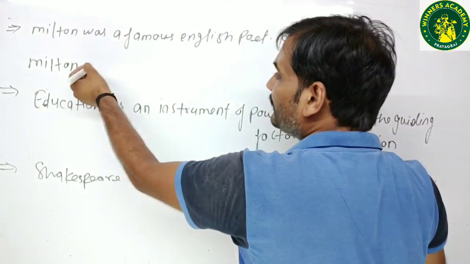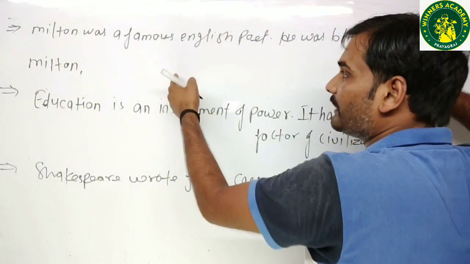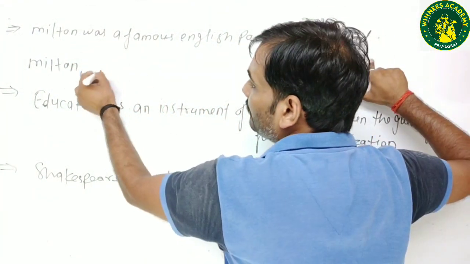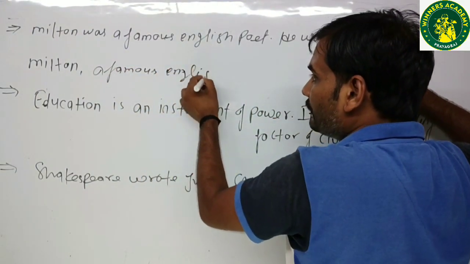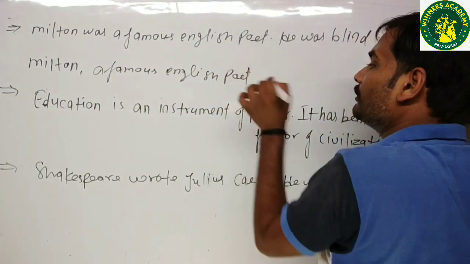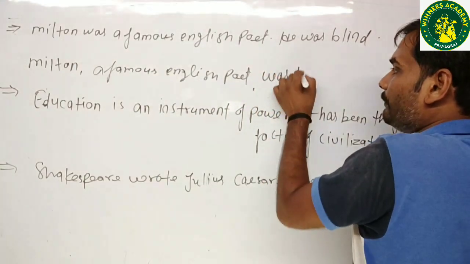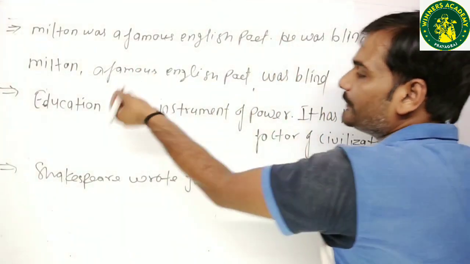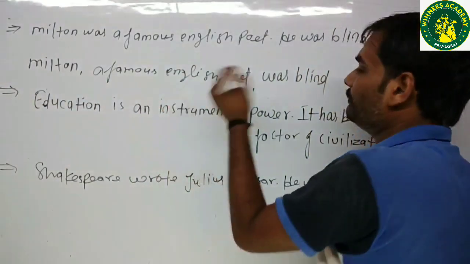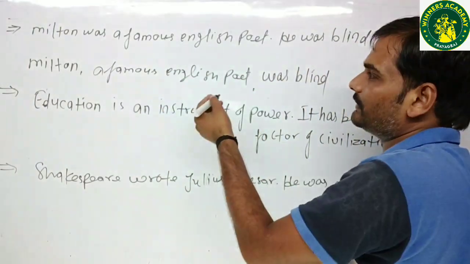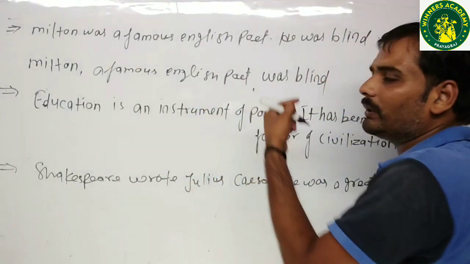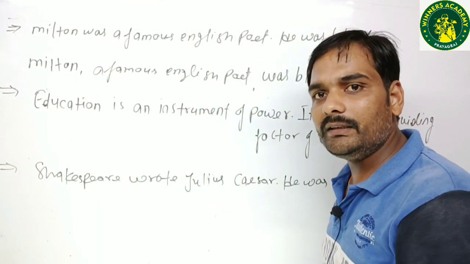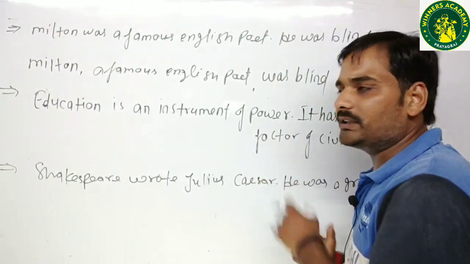Now it is better if you keep your verb at the end. So Milton, a famous English poet, add a comma, was blind. Do it this way. If you were to do it like Milton, blind, it would look a bit strange because you cannot use the helping verb twice. And the helping verb should be placed at the end of the sentence, so that is better.